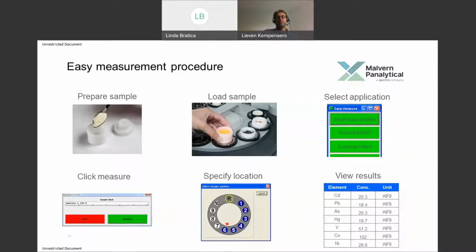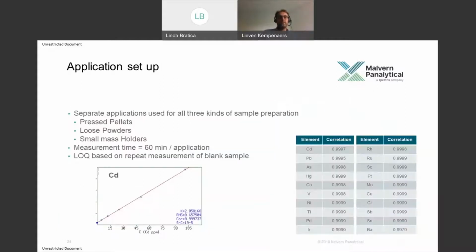Then, of course, you have to select the position. Where did you put it on the sample changer? And then after 5 minutes, 10 minutes, half an hour, you obtain the results of those elements of interest. In this case, those are the big 7 elements. So this is just a flow of what the procedure is for the measurement.